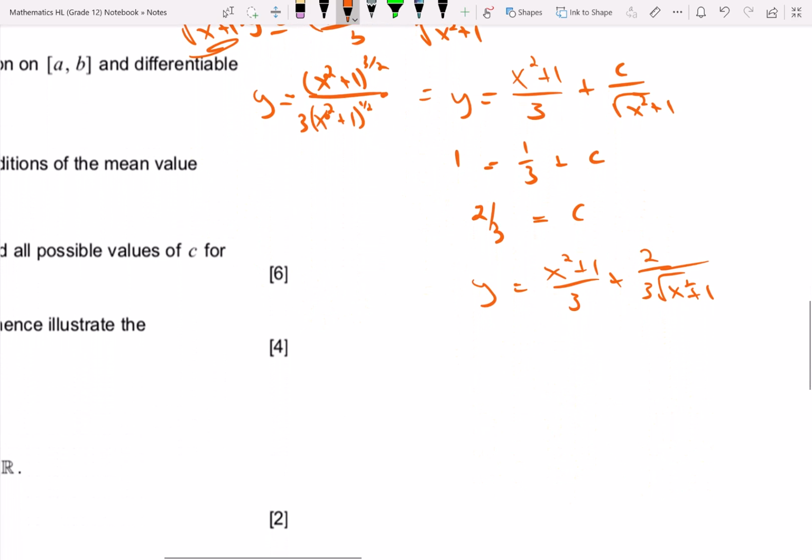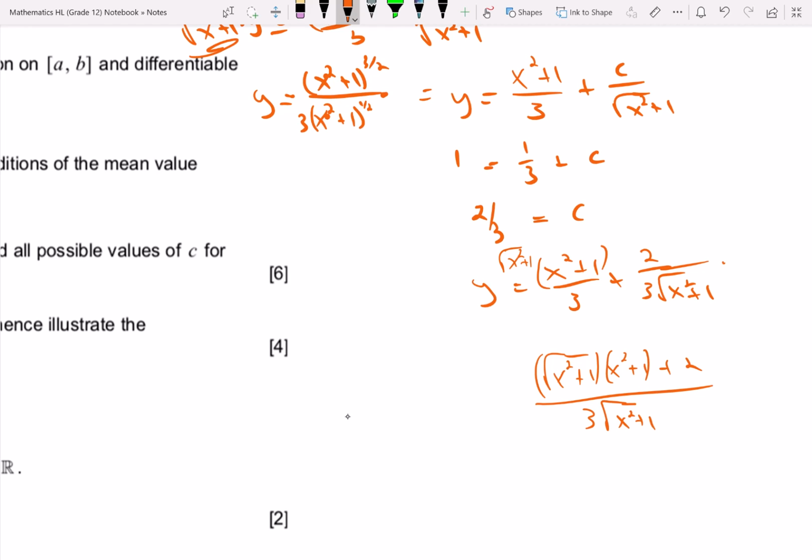And you might see different versions of this. If I wanted to find a common denominator, I could multiply both of these. I don't need to multiply this one. I can multiply this one by square root of x squared plus 1. And that would give me square root of x squared plus 1 times x squared plus 1 plus 2, all over 3 square roots of x squared plus 1.